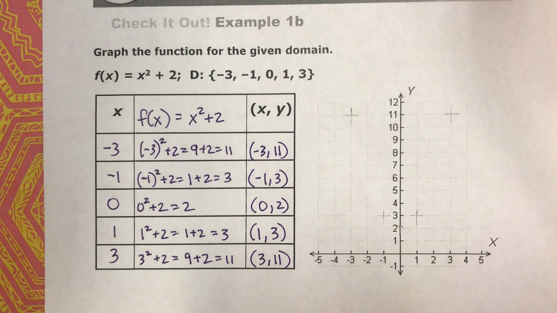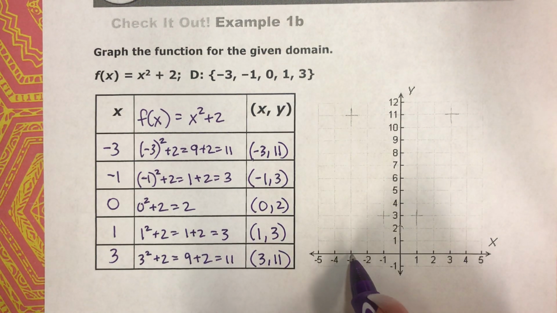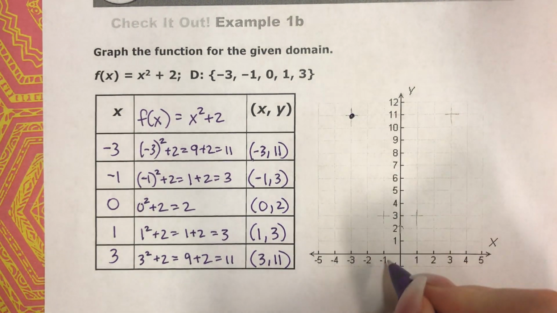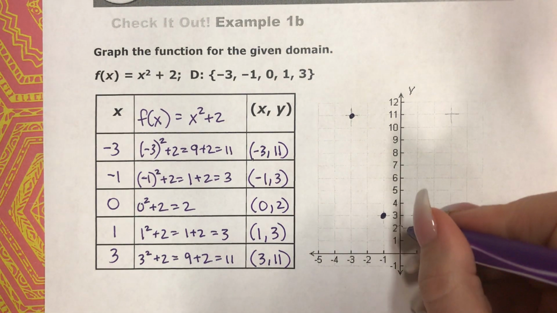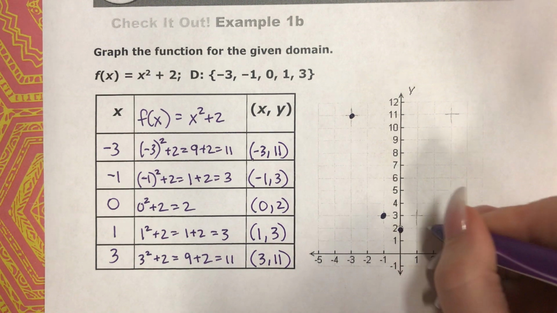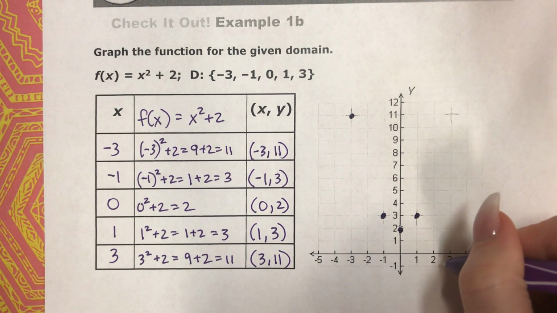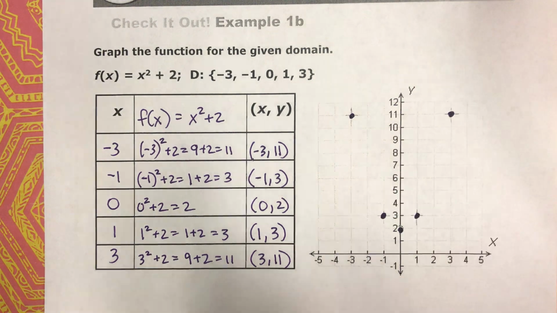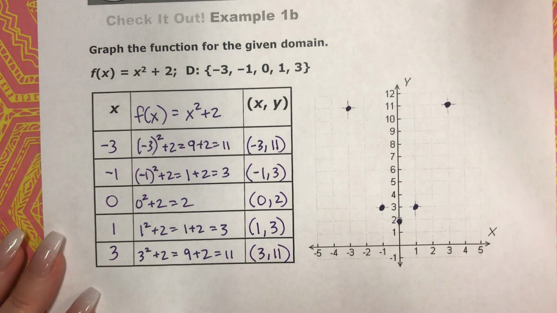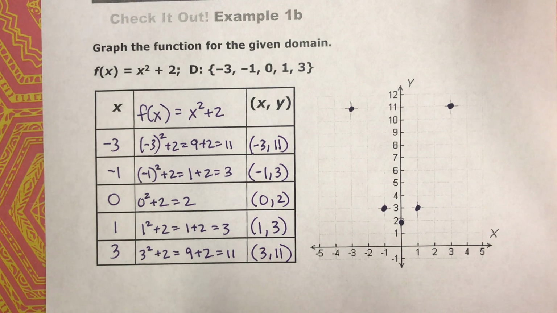All right, now we're just going to graph these ordered pairs. So we have negative 3, 11, which is right here, negative 1, 3, which is here, 0, 2, which is here, 1, 3, which is here, and 3, 11, which is right there. And we have another lovely discrete graph. So if you have this and it looks exactly like mine, awesome job. If not, just go ahead and erase your work and make sure that your work looks exactly like mine. All right, well, that's it for this example. I'll see you in a little bit for example 2.